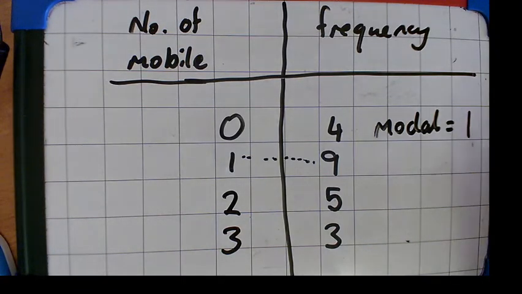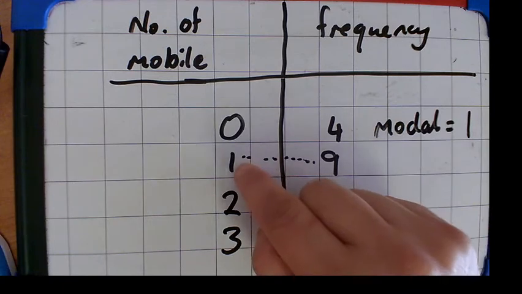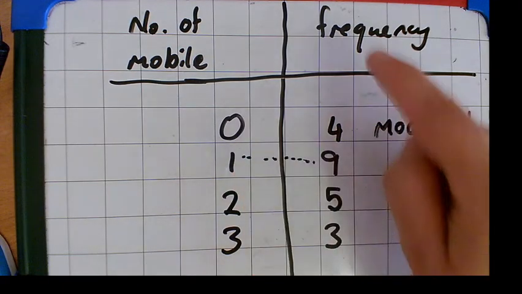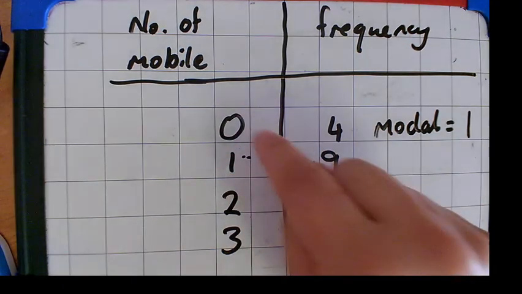So what are we doing? We're finding the highest frequency and working out what was the number of mobiles or the number of pets that had that highest frequency. So we look for the data here and we write our answer from this column.